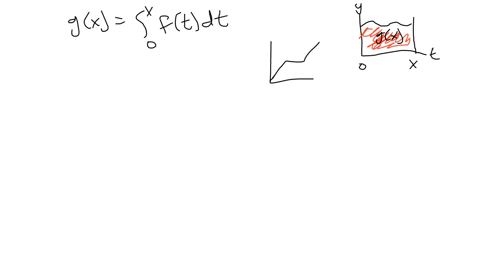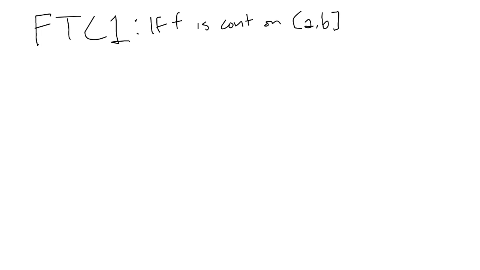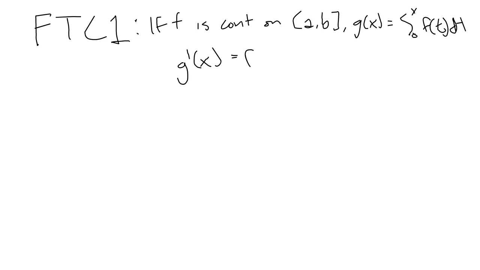But on to fundamental theorem part 1. So this states that if f is continuous on a to b, and g of x is equal to the integral from 0 to x of f of t dt, then g prime of x is equal to f of x.